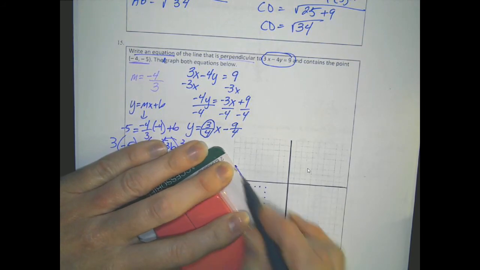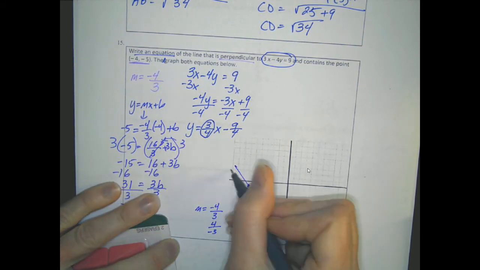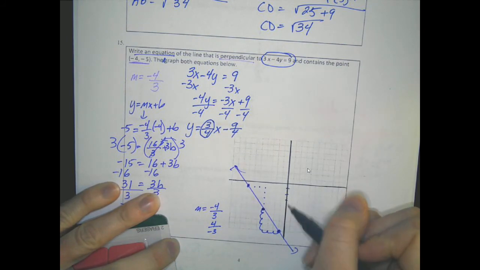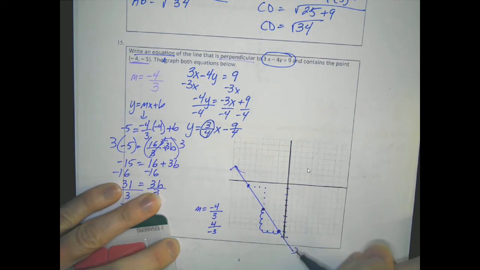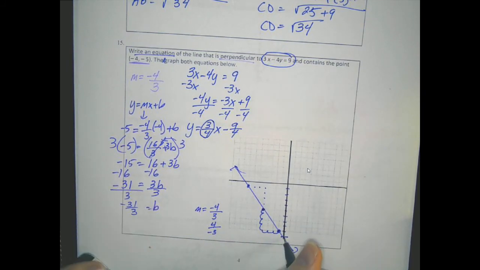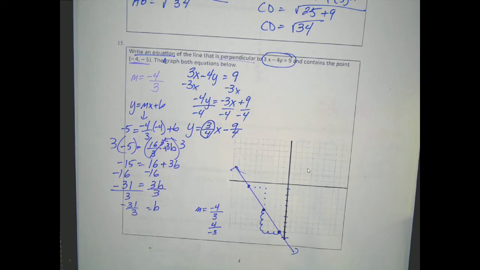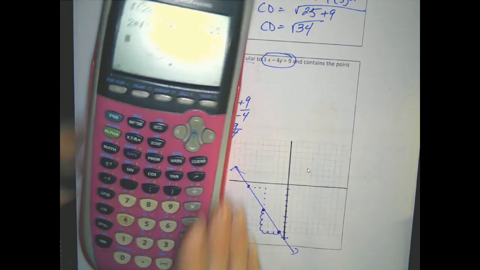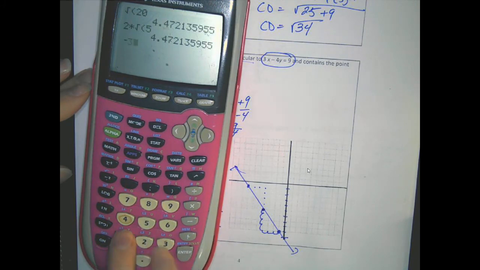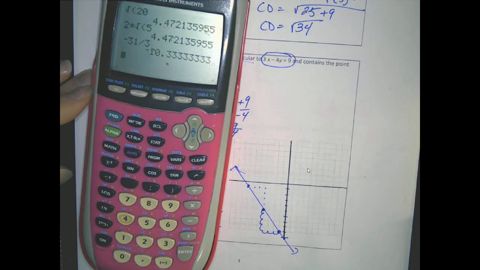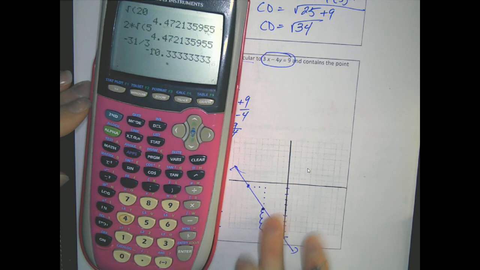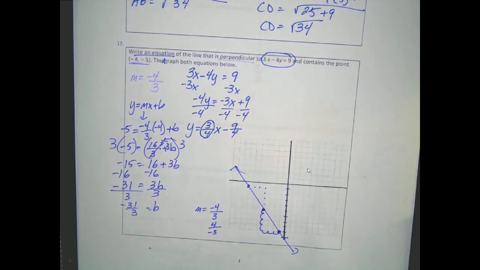And the question is, well, how do you know that you've done it right? Well, I look at this. This is 1, 2, 3, 4, 5, 6, 7, 8, 9, 10. You see how it goes just a little bit past 10? My y-intercept is a little bit past 10. So if I do -31 over 3 in my calculator, sure enough, my graph does cross at -10.3 repeating or around there.